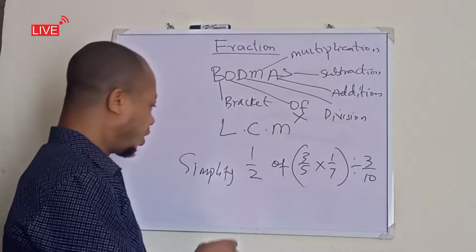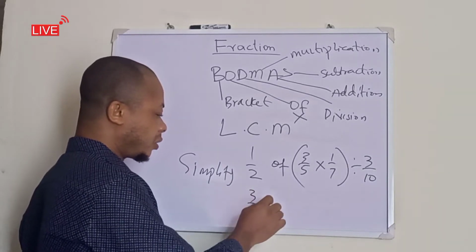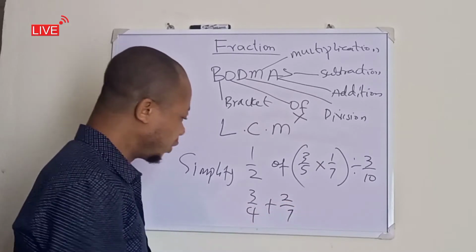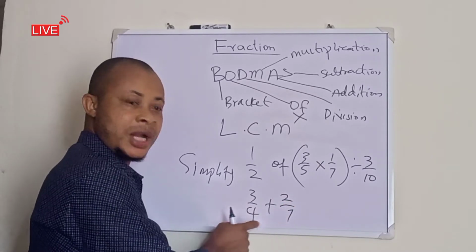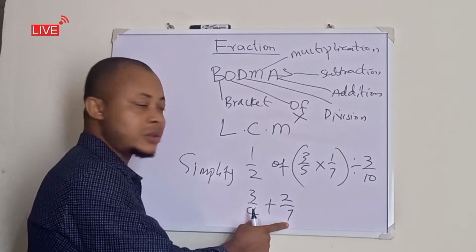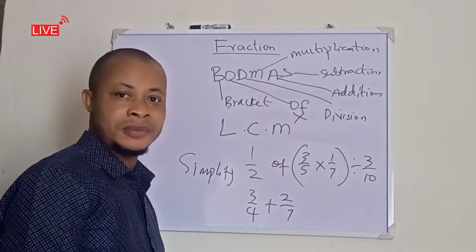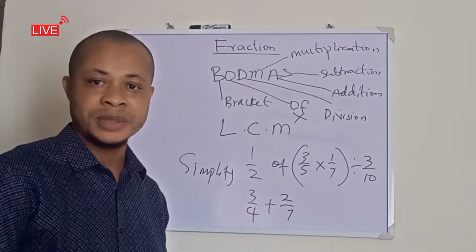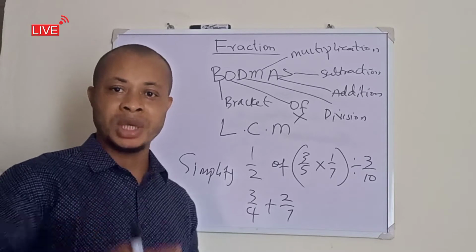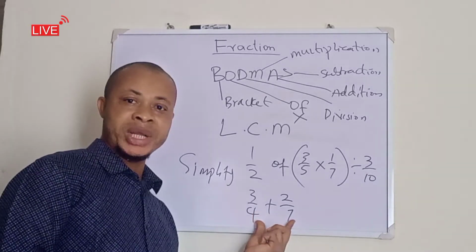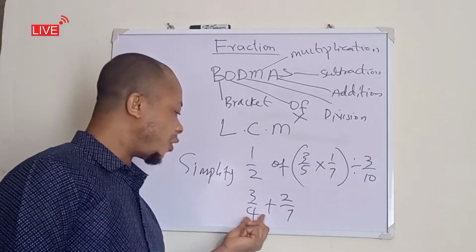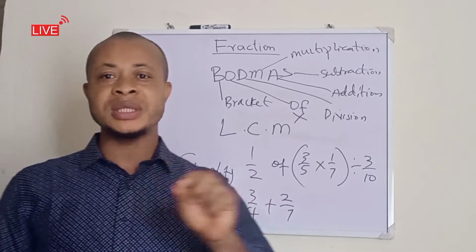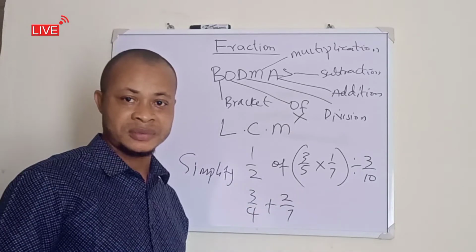For example, if I have 3 over 4 plus 2 over 7, the only method you can use to simplify these two fractions is LCM. And what is LCM? LCM means lowest common multiple. Now, if you look at the denominators of these two fractions, we have 4 and 7. You ask yourself, what is the LCM of 4 and 7?